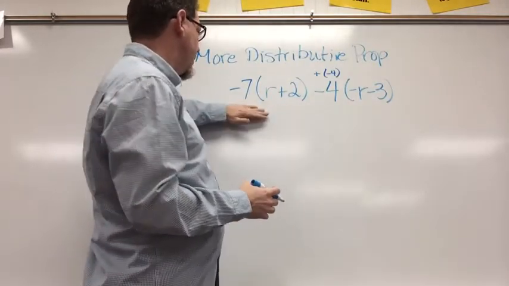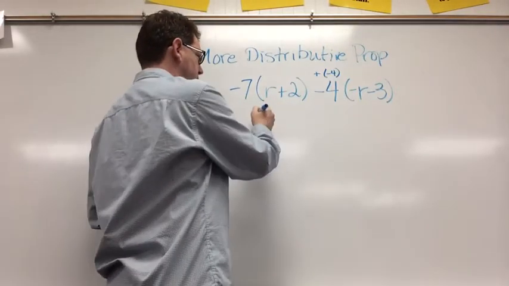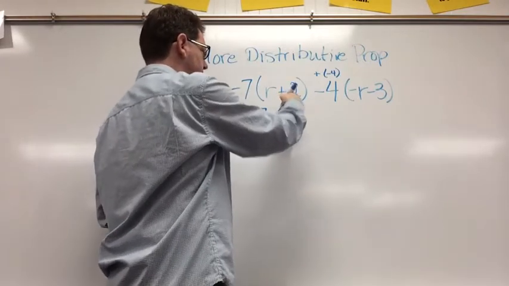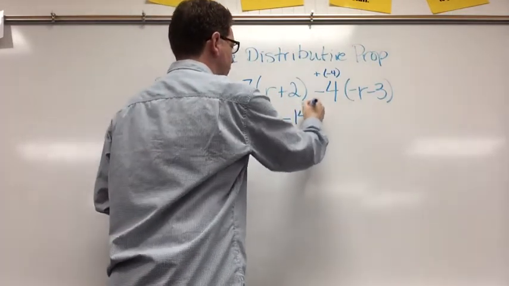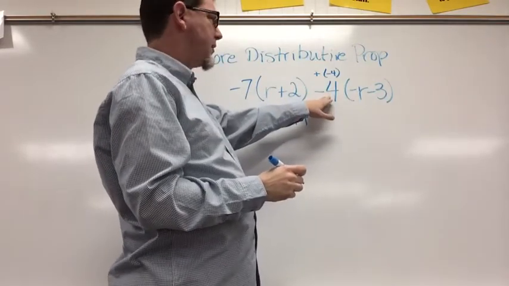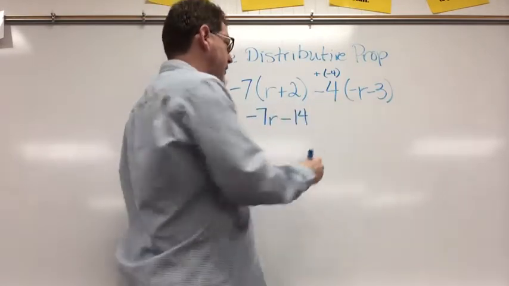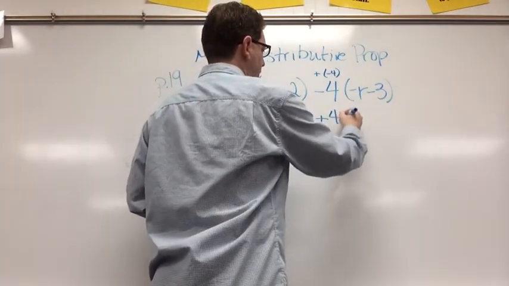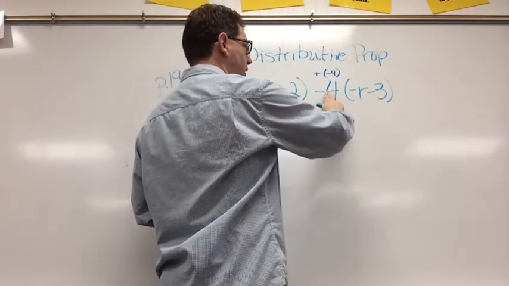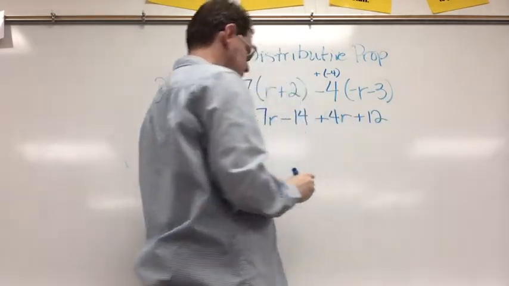I'm first going to distribute -7 to r plus 2. So -7 times r is -7r, and -7 times positive 2 is -14. Now I have that -4 we talked about times -r. Well, a negative times a negative is a positive, so that would be positive 4r. And then -4 times -3 would be positive 12, so plus 12.